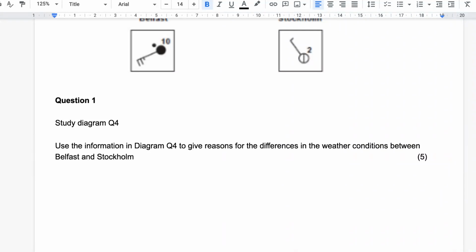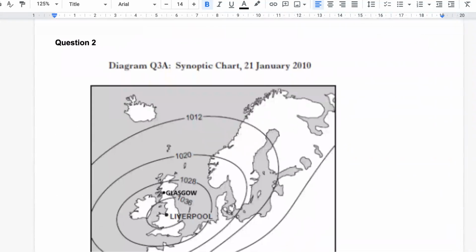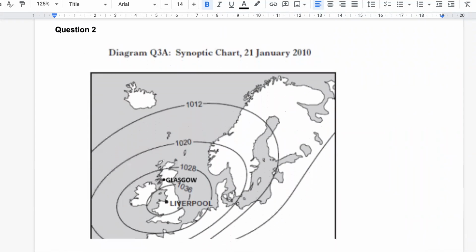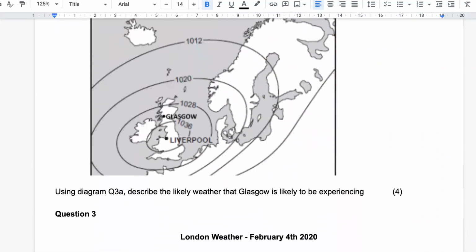Okay, now let's look at the next exam question. So in this exam question, you are thinking about this weather map, which is based in January 2010, and you're being asked to describe the likely weather that Glasgow is experiencing for 4 marks.